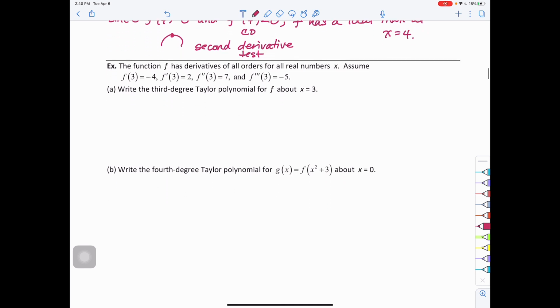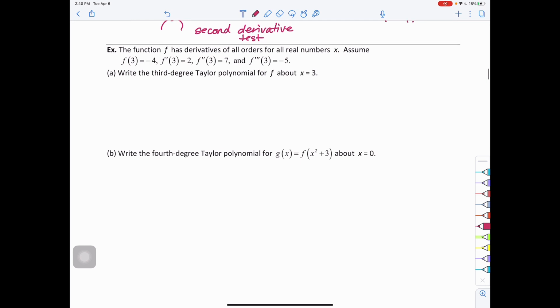The function f has derivatives of all orders for all real numbers x. And here, if you notice, they are giving us all of the function and derivative values evaluated at 3. So you know that that center is going to be equal to 3. Write the third degree Taylor polynomial for f about x equal to 3. So, you know, you could either write P3 of x or you can write T3 of x. Either way. I'm going to go ahead and use T3 of x this time.